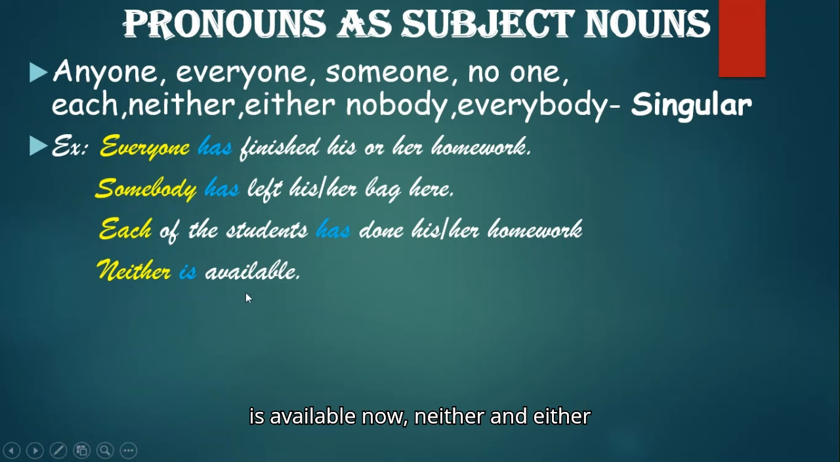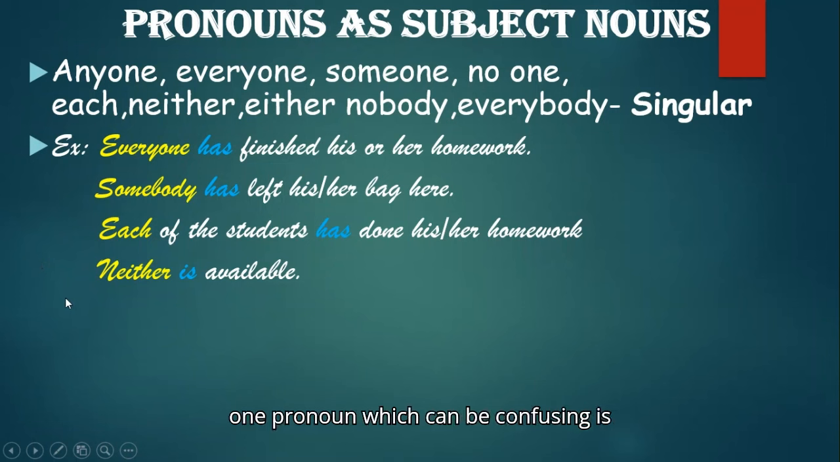Neither is available. Now, neither and either, when they occur by themselves without neither being accompanied with nor or either being accompanied with or, they are considered singular. Neither is available or either one can be bought. So, they are considered as singular.